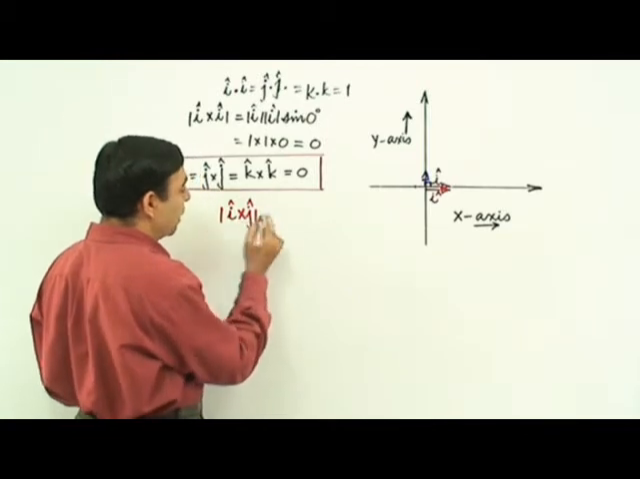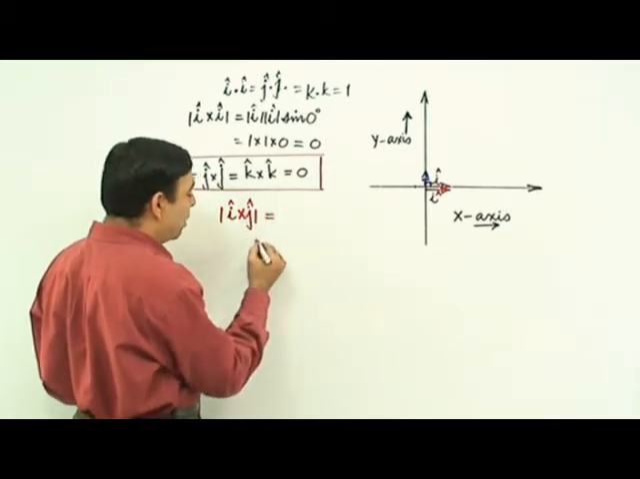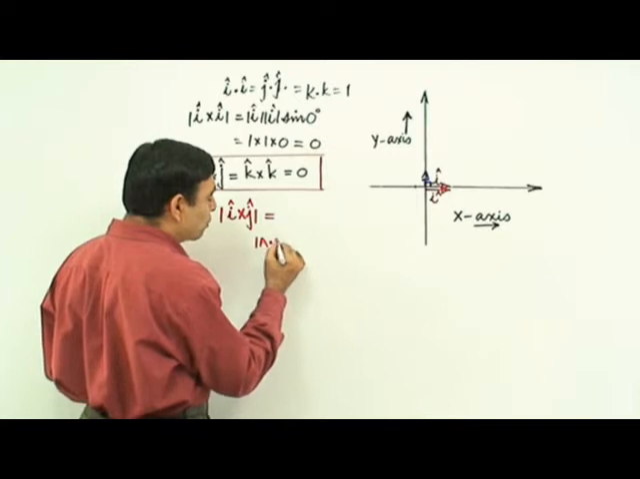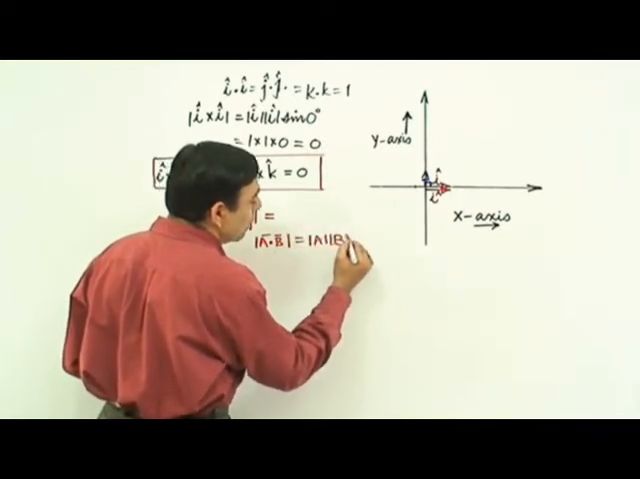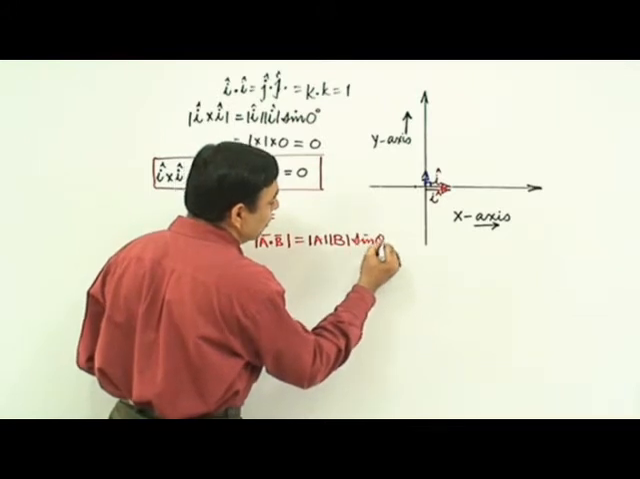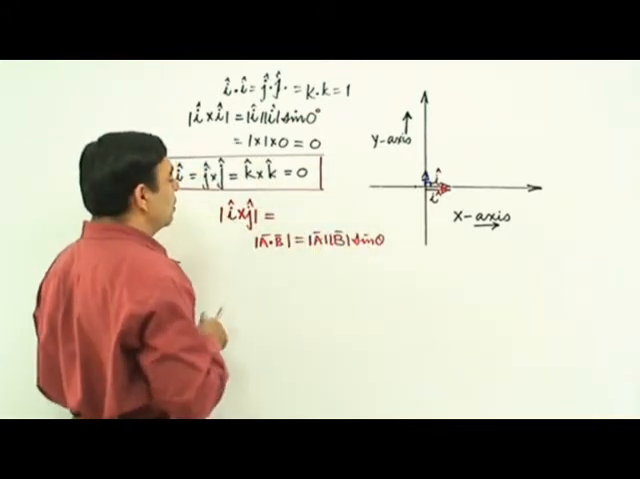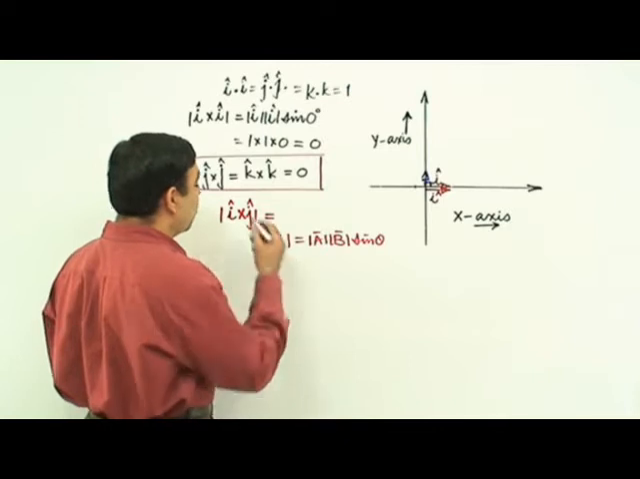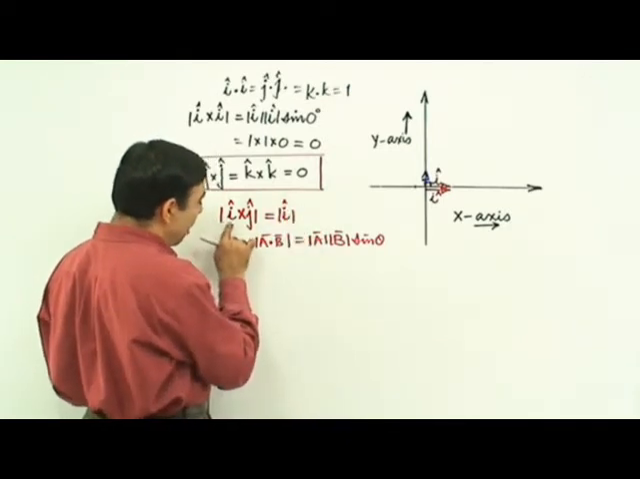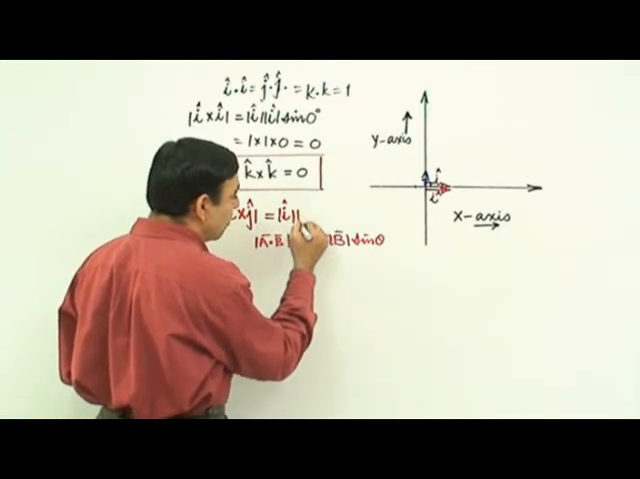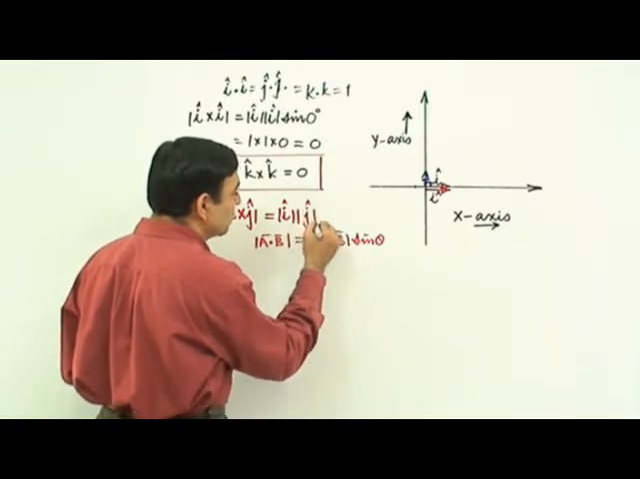First, let's find the magnitude. You know very well that mod of a cross b is mod a, mod b, sin theta, where theta is the angle between vectors a and b. That's what we are going to use now. What is mod a? Mod i. So a cross b, like mod a mod b, becomes mod i, mod j, sin theta.